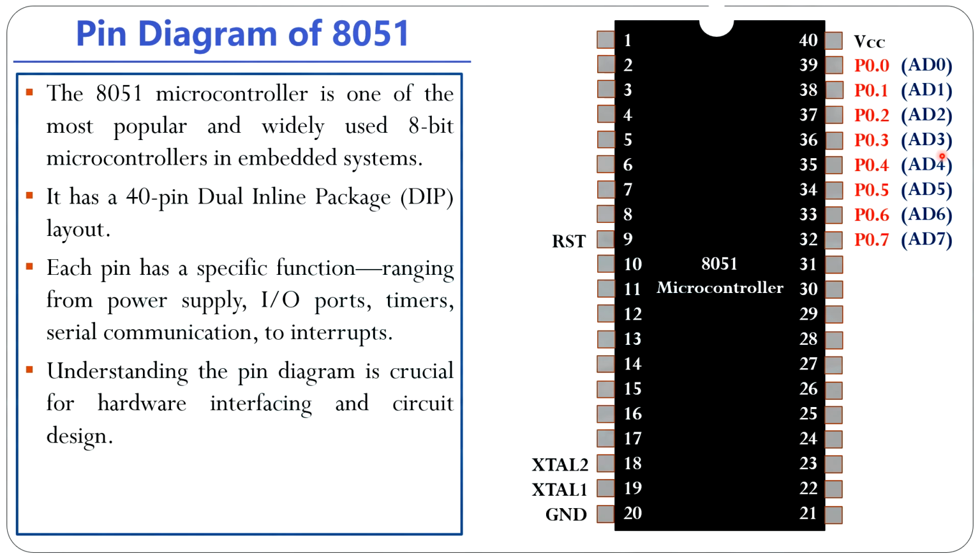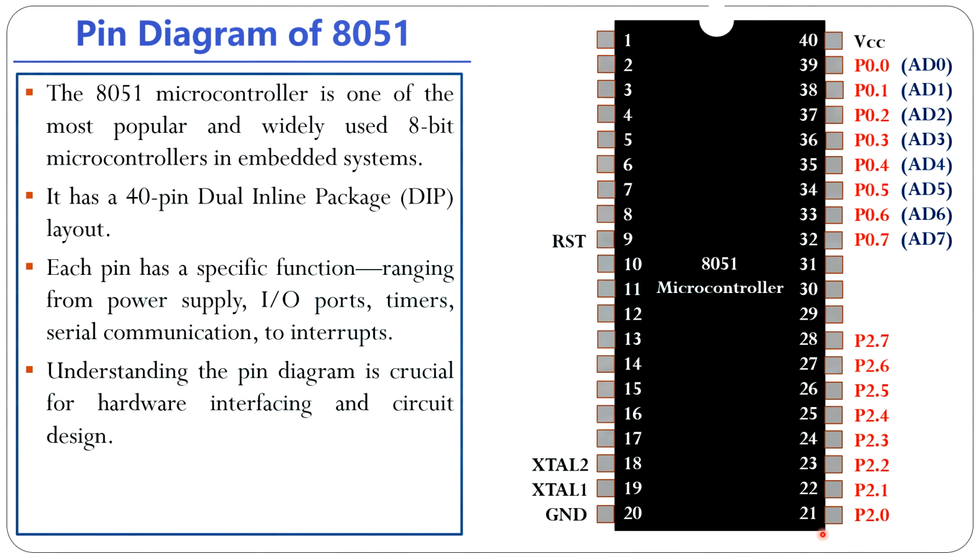This port is also called the addressing lines, address as well as data. You see here AD0, AD1, AD2, AD3, AD4, AD5, AD6, AD7. A represents the address, D represents the data. So we can use it either for addressing purposes or data purposes. Remember? Okay.